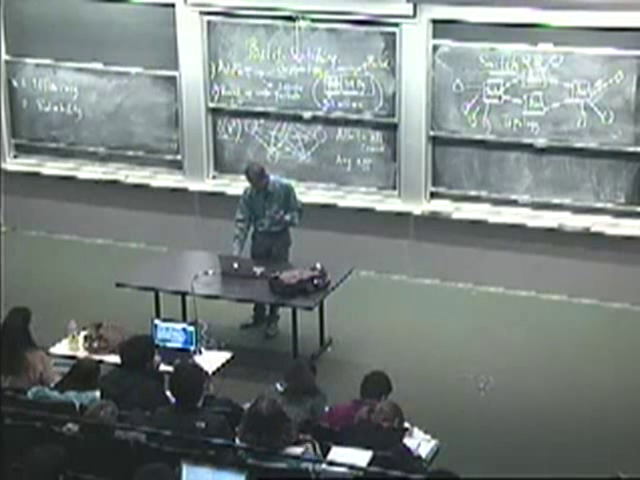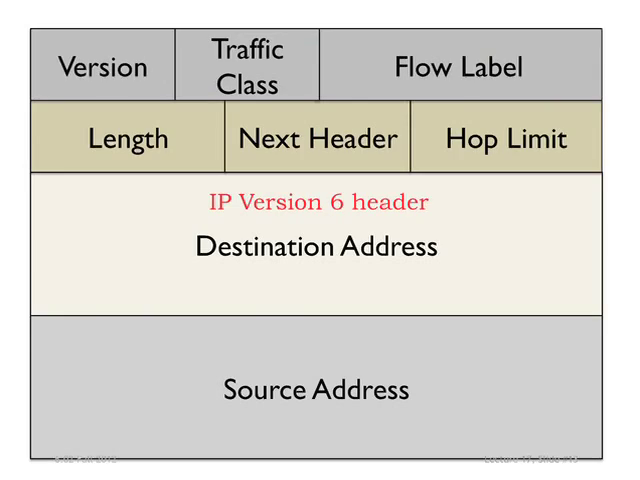Now, the real-world packet header is a little more complicated. Just for concreteness, this is what IP version 6, which is the version of IP everybody's trying to move to, the Internet Protocol, looks like. It has the destination and source addresses. It has the hop limit. It has the length. And it's got a few other things that we're really not going to worry about.